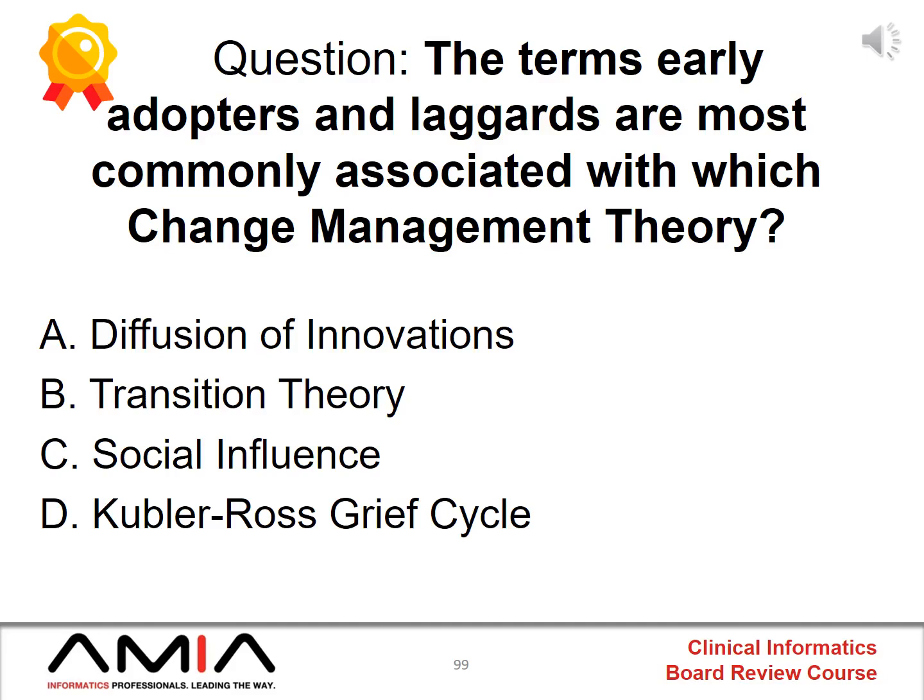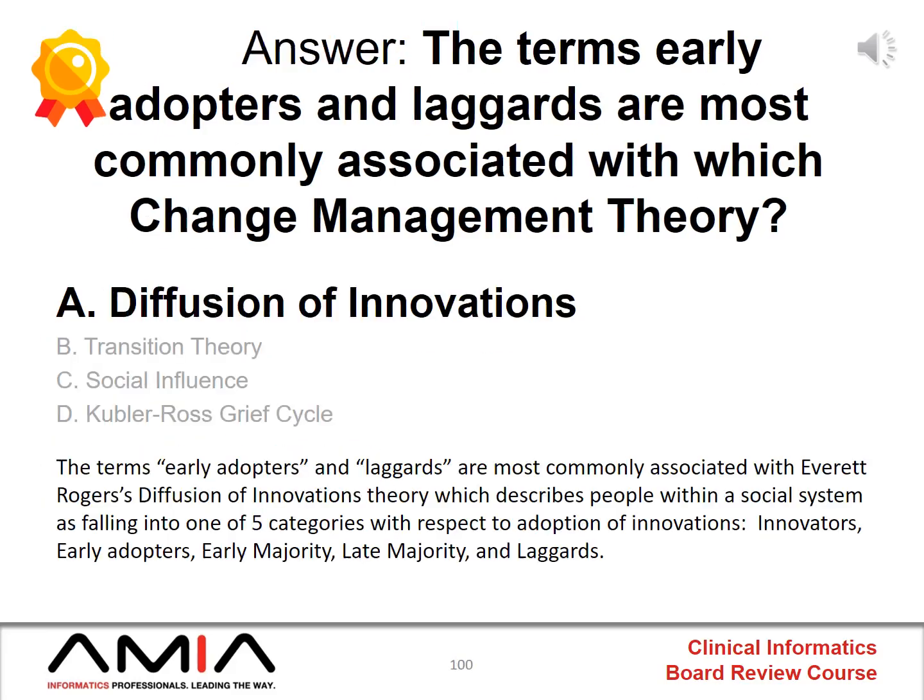Okay, so let's end with a couple of questions. The terms early adopters and laggards are most commonly associated with which change management theory? A. Diffusion of Innovations. B. Transition theory. C. Social influence. D. Kubler-Ross grief cycle. So the correct answer is A, Diffusion of Innovations. And again, this references the graph that I showed you earlier in this presentation.